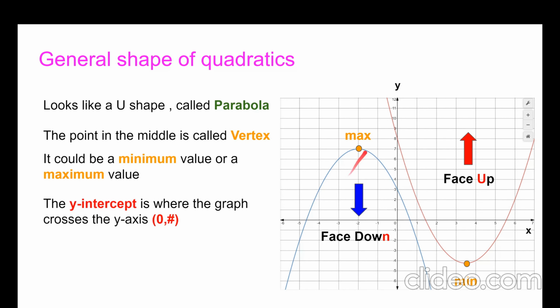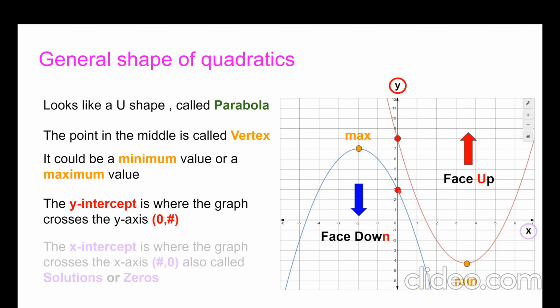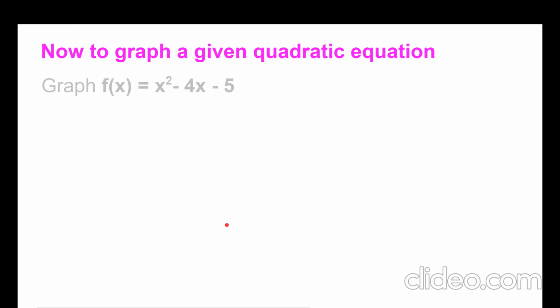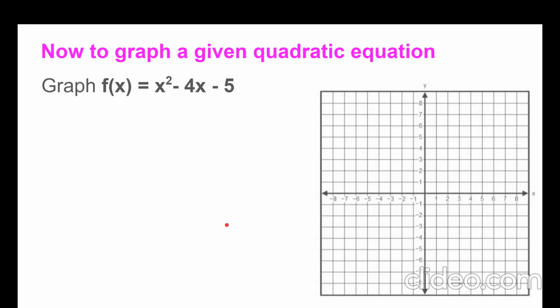The y-intercept is where the graph crosses the y-axis, so this is in red, a point here and a point there. Those are called y-intercepts. And the x-intercepts are where it crosses the x-axis, so those are my x-intercepts. They are also called solutions or zeros. Now, let's get to the graphing part. This is the fun part.